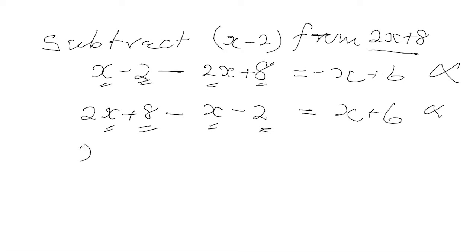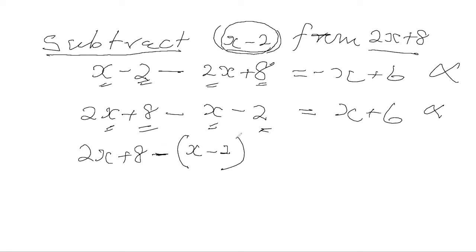So 2x plus 8, that's correct. You have to write 2x plus 8 first. Then, because you are subtracting from this, you have to write that first. Then subtract. You must remember, when you subtract two terms together, x minus 2 together, you have to put a bracket here, x minus 2. The mistake many students make here is that they don't put this bracket here, so they get a wrong answer. So now you have to remove the bracket.